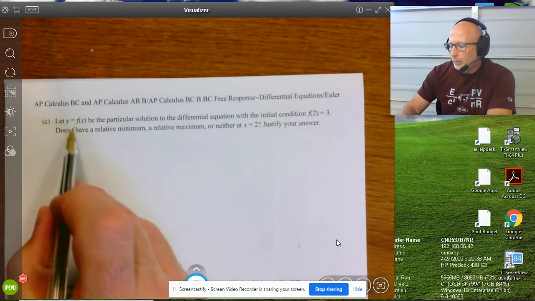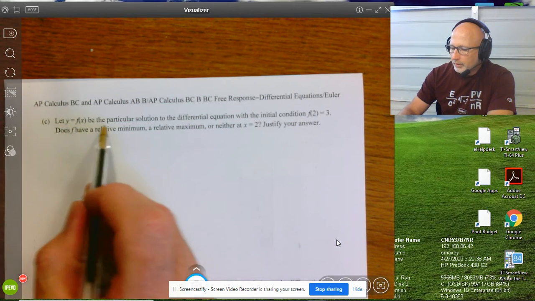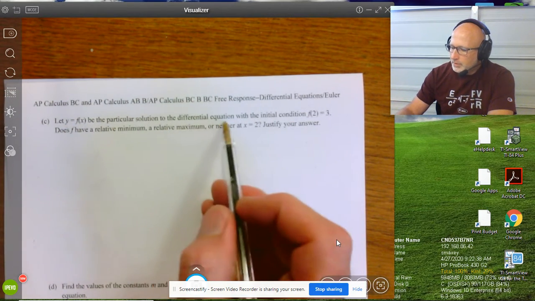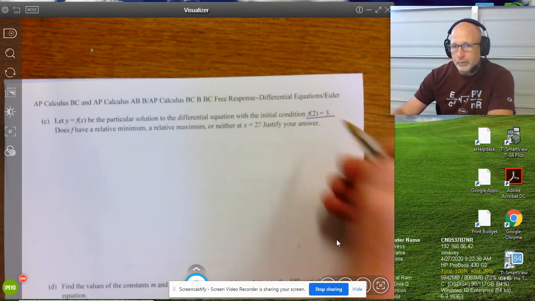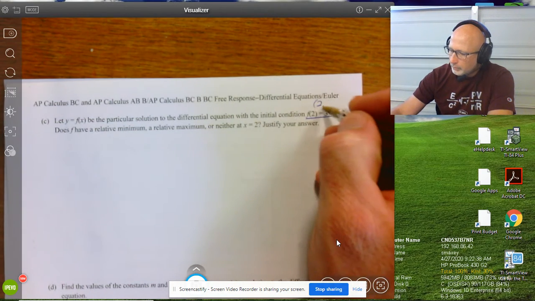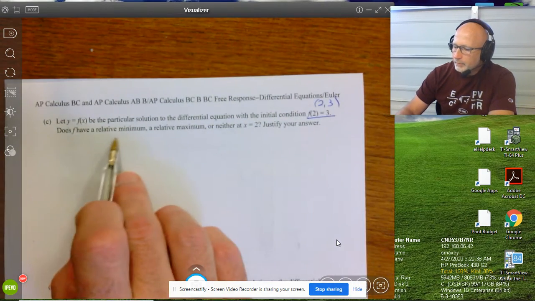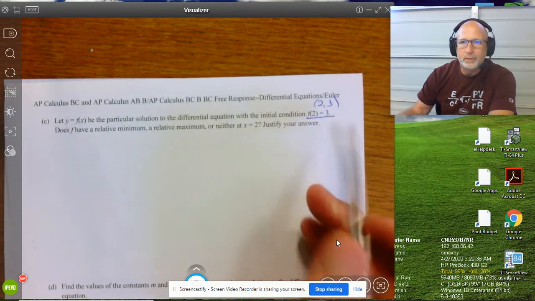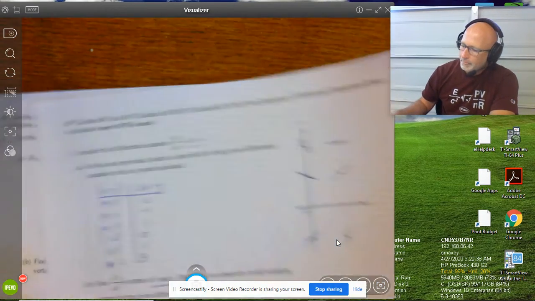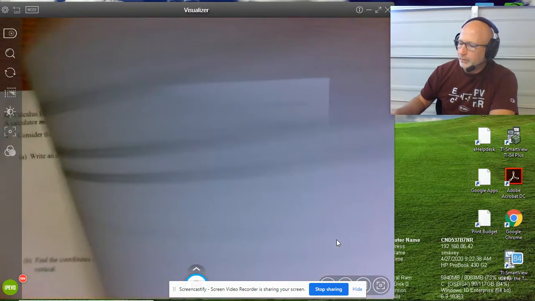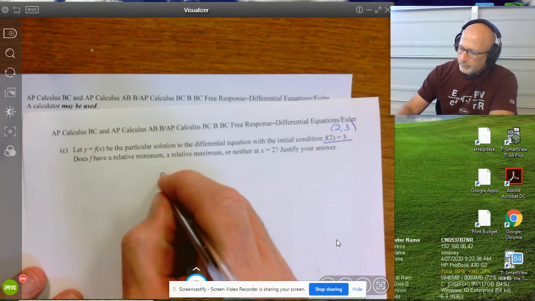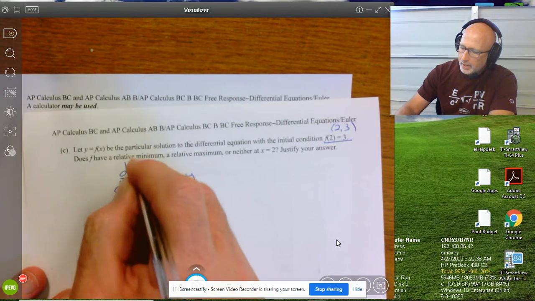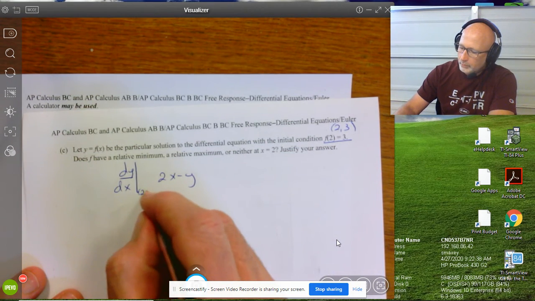C. Let y equal f of x be a particular solution to the differential equation, meaning it works in the differential equation, with the initial condition f of 2 is equal to 3. Okay, so that's the coordinate (2, 3). Does f have a relative min, relative max, or neither at x equal to 2? Well, just plug this point into the derivative and let's see what happens. So 2x minus y is the derivative, so you have dy/dx evaluated at the coordinate (2, 3).